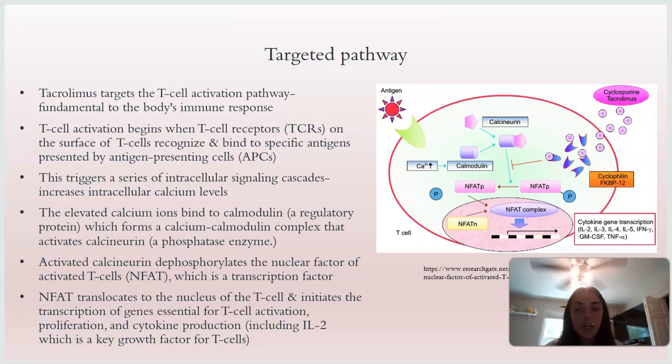The elevated calcium ions then bind to calmodulin, which is a regulatory protein, and that forms a calcium-calmodulin complex that activates calcineurin, which is a phosphatase enzyme. The activated calcineurin dephosphorylates the nuclear factor of activated T cells, also called NFAT, which is a transcription factor. NFAT translocates to the nucleus of the T cell and initiates the transcription of genes that are essential for T cell activation, proliferation, and cytokine production. This includes IL-2, which is a key growth factor for T cells.